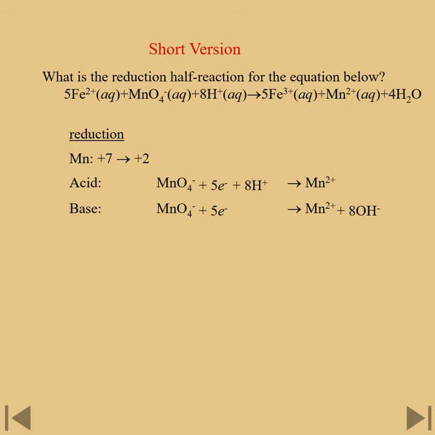And now time for step 2D, adding waters in order to balance the oxygen. I see 4 oxygens on the left in the acid reaction and none on the right, so I need 4 waters on the right. In a base, 4 on the left and 8 on the right, I need 4 more on the left. And note, it also balances the hydrogens without us even needing to worry about it.